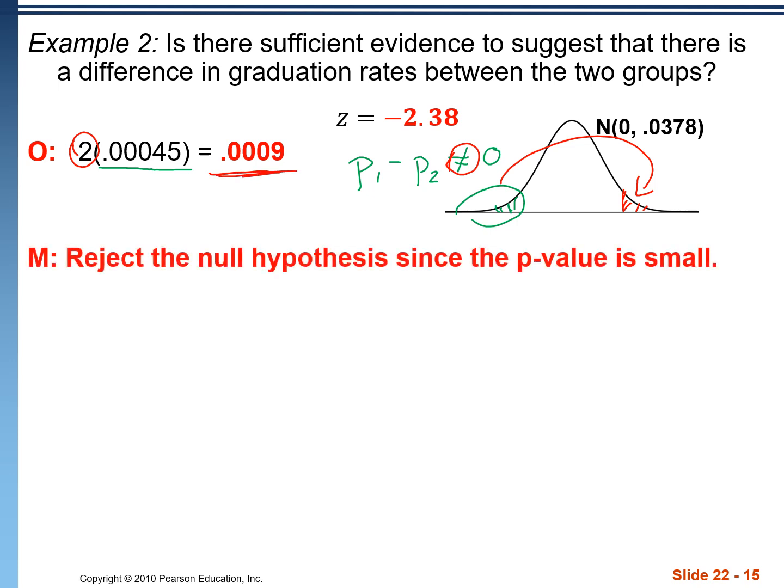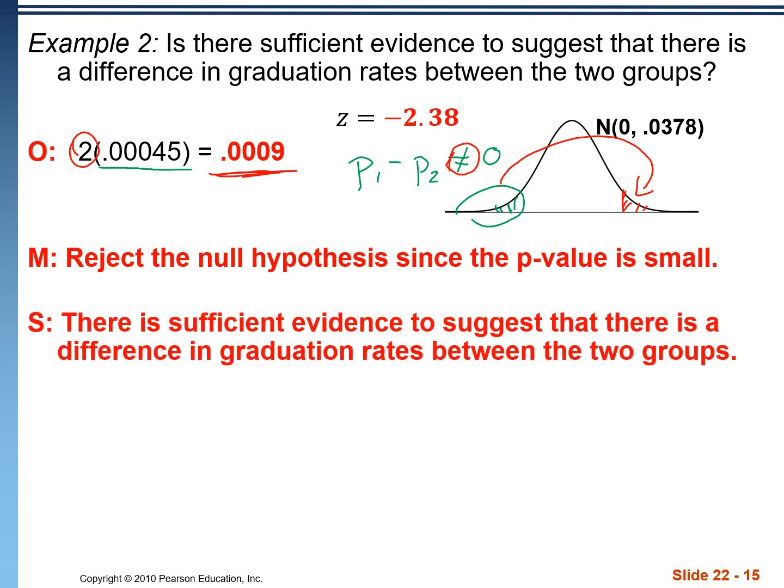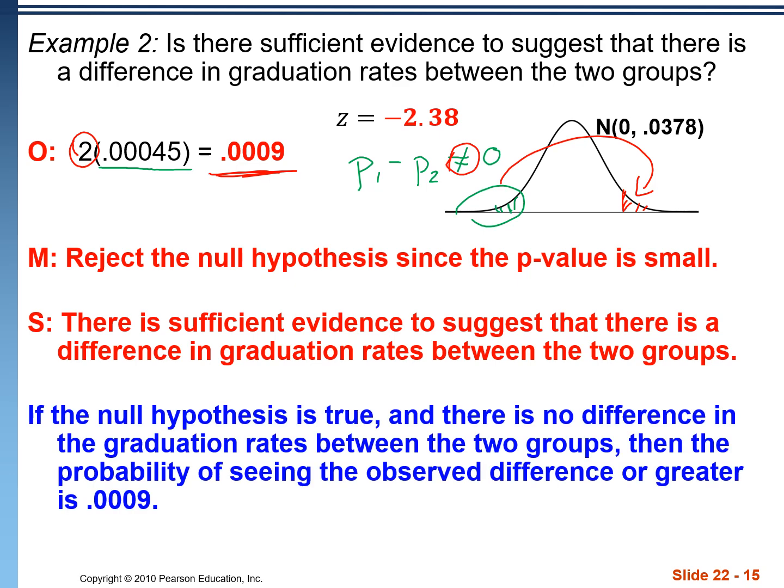Reject the null hypothesis since the p-value is small. There's sufficient evidence to suggest that there's a difference in graduation rates between the normal birth weight and low birth weight groups. If you're asked to interpret the p-value, if the null hypothesis is true and there's no difference in the graduation rates between the two groups, then the probability of seeing the observed difference or greater is 0.0009.